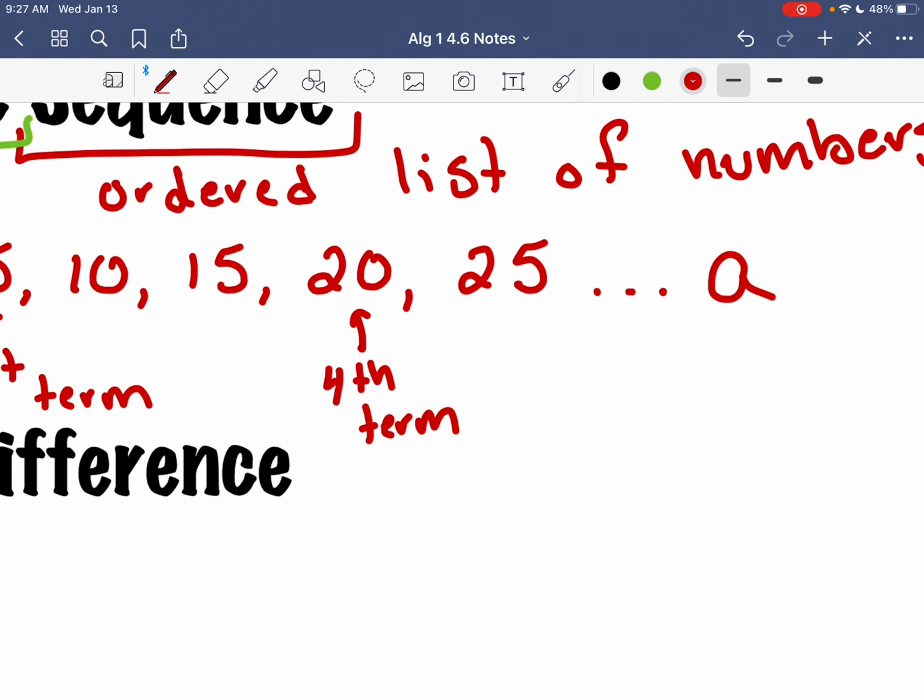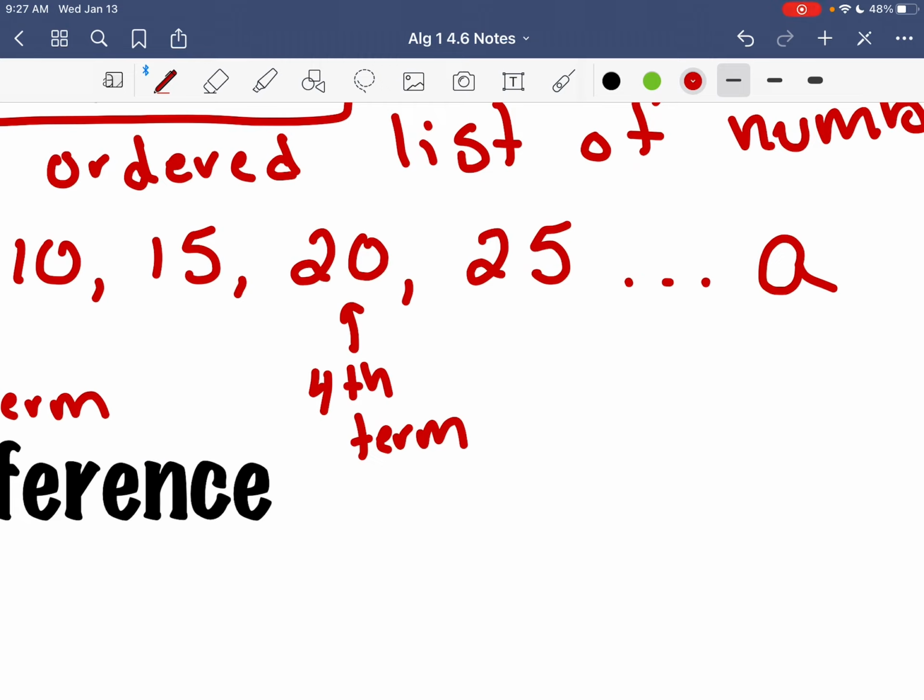I'm going to show you here. We talked about this 20 being the fourth term. So the term that's in the fourth position, I'm going to use a little number 4 down in the corner. We read that as A sub 4, or the fourth term is equal to 20. This is just some mathematical notation to help us know what term we're talking about.